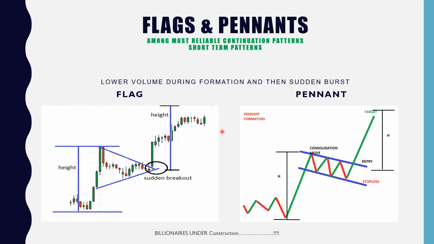And another type of flag which is called a pennant is here. You can see a clear difference in the formation of these two charts, where the first one is having a closed-face like movement and the second one is having two straight trend lines representing the consolidation move.